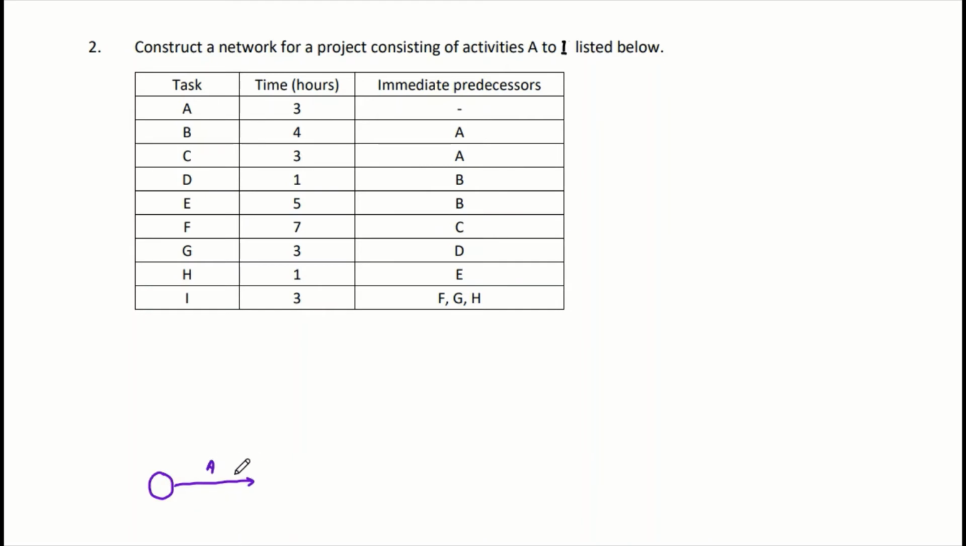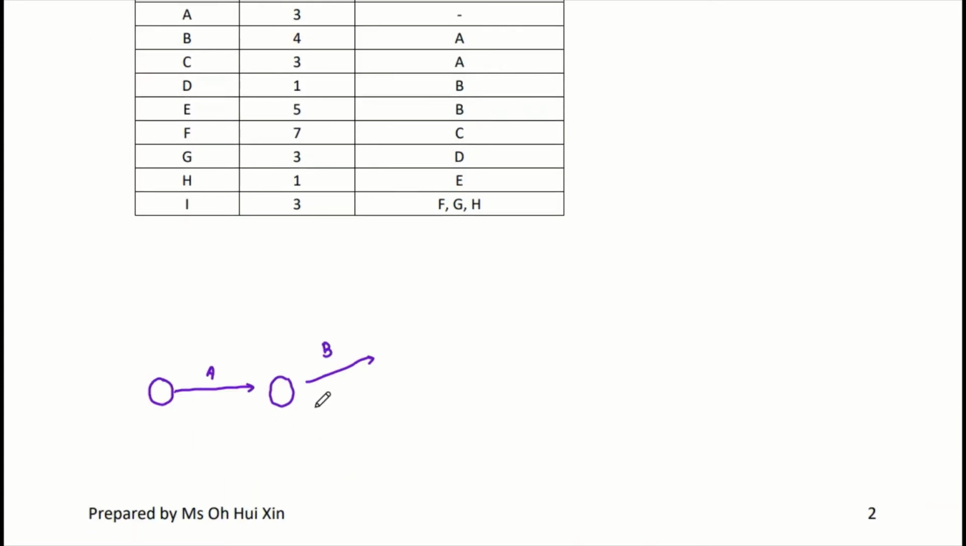Now continue. After A finishes, you can proceed with B and C. B comes after A, and C comes after A as well. So after A is completed, you can start task B and task C simultaneously. Now we have drawn A, B, C. D and E can start after B is completed. D and E start simultaneously after B as well.